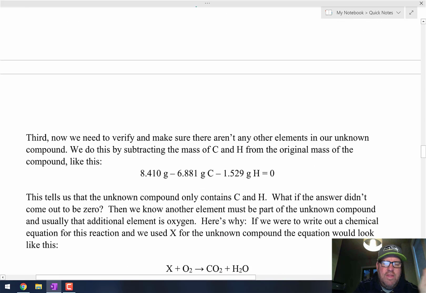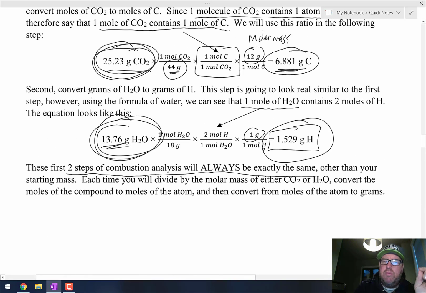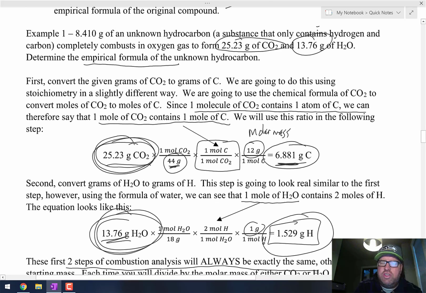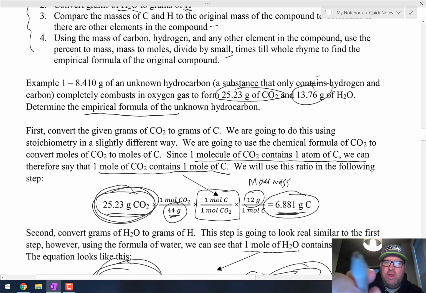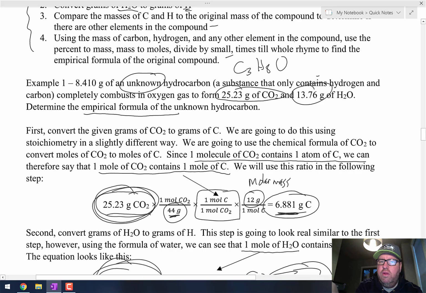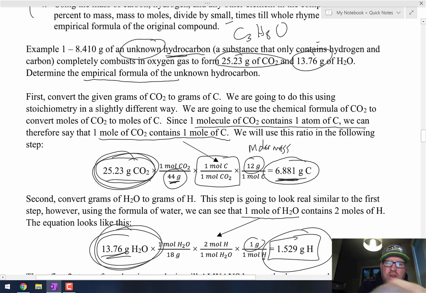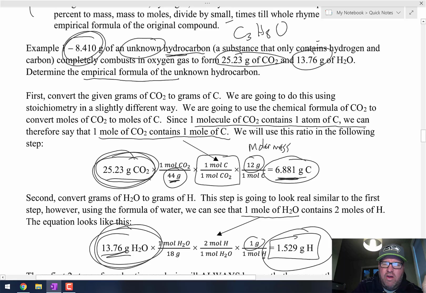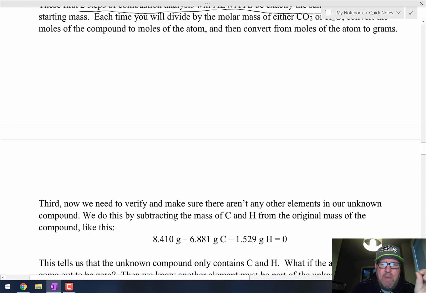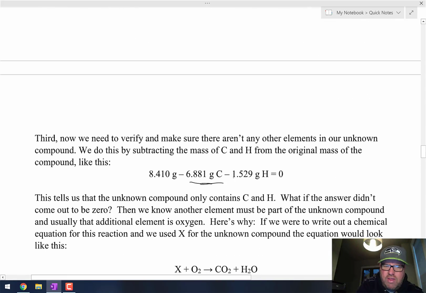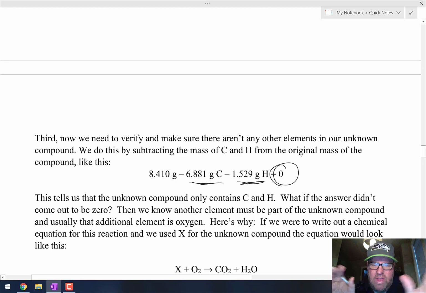Okay, now we need to make sure, and in this problem we know, but we need to make sure there's not something else in this compound. For example, this unknown compound might be like C3H8O. But we know it's not because it says hydrocarbon. So basically, you take the mass that you started with and then subtract the carbon and subtract the hydrogen. If it equals 0, then you're good. Then that means that there are no other elements in there.